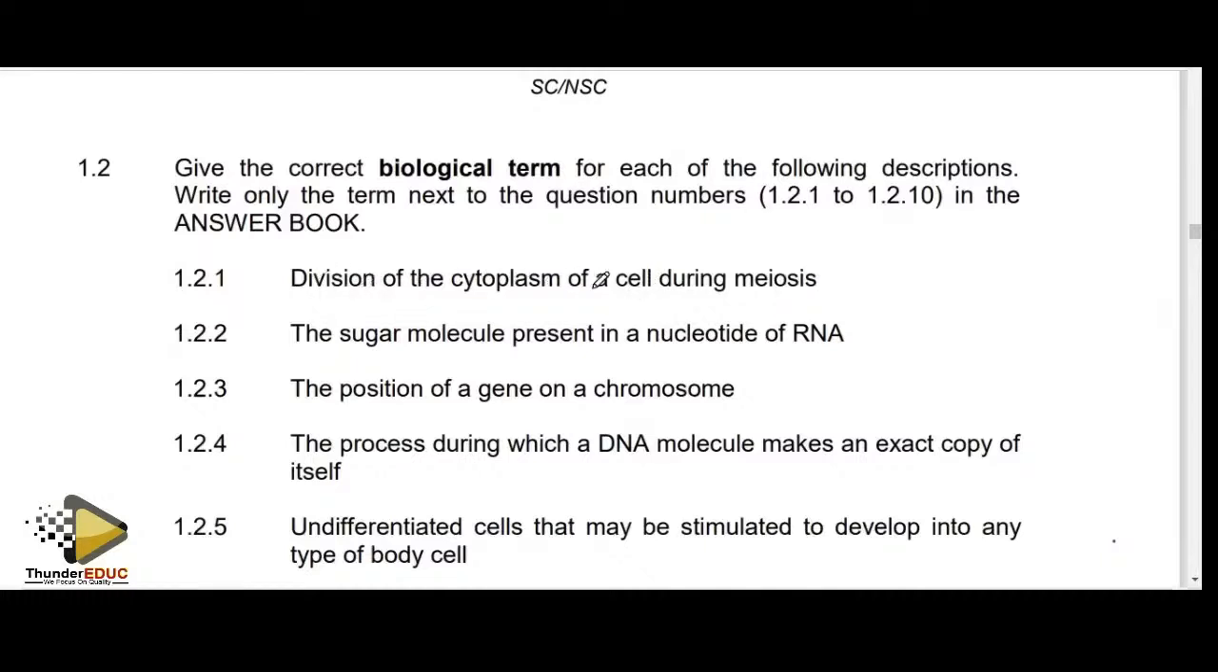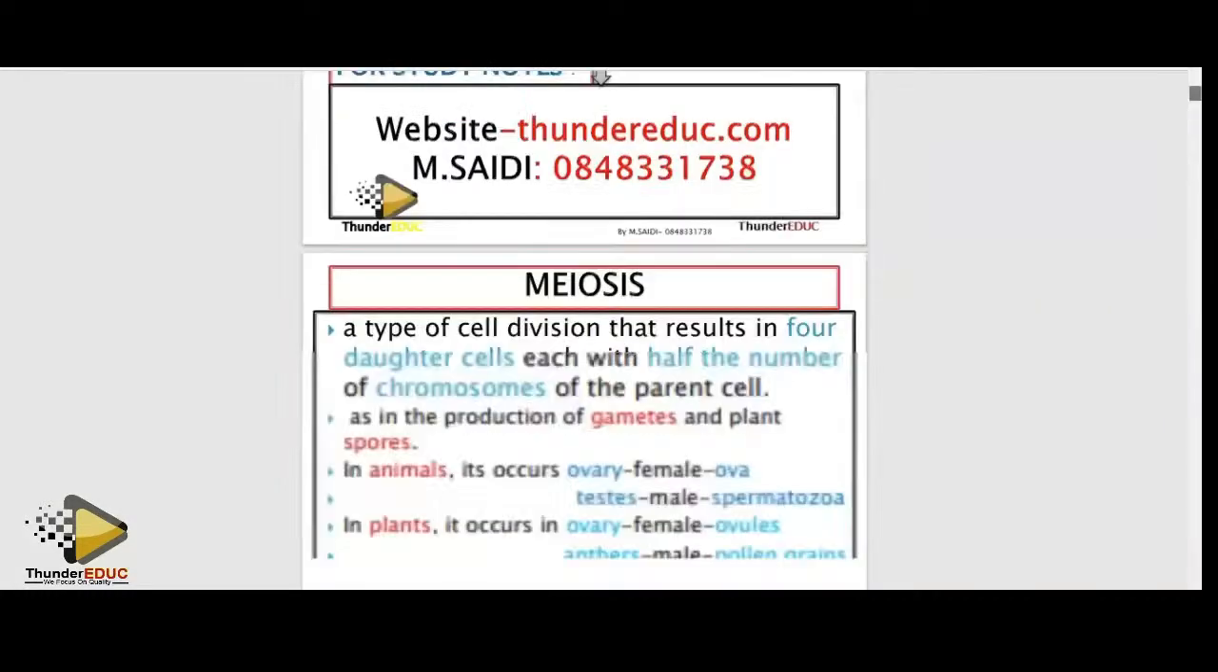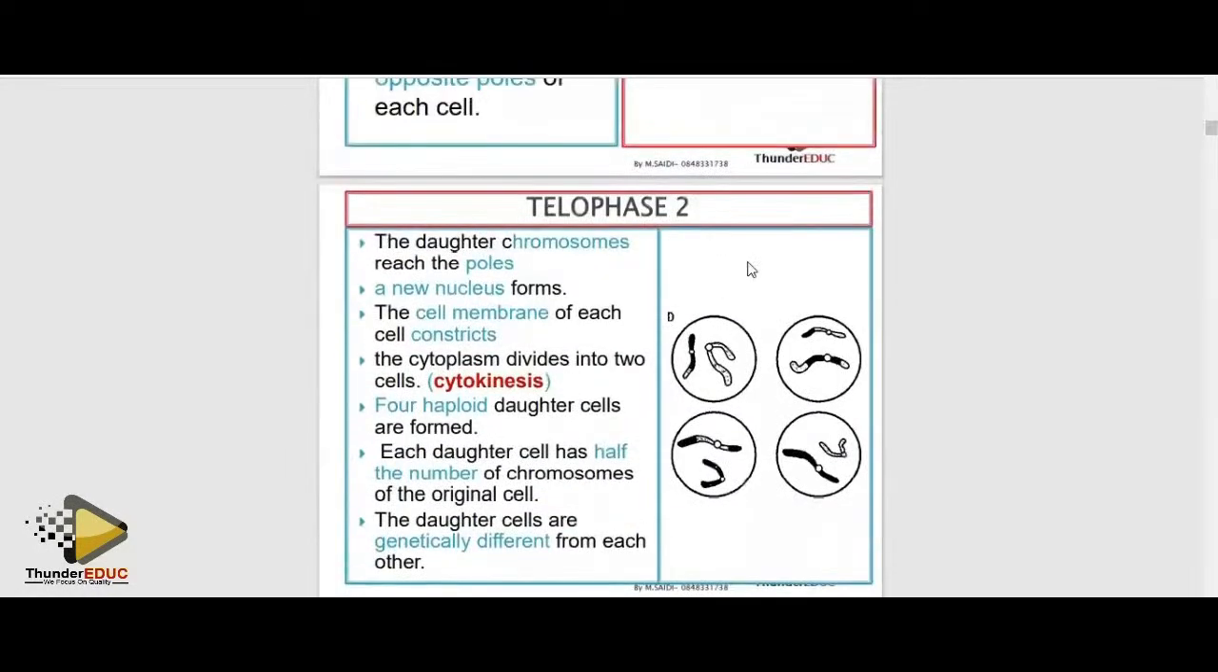This division of the cytoplasm, this is called cytokinesis. So where do we find this? How do we know this? So we're going to go to our book, and then you go to meiosis. Yeah, it's here, telophase. We are saying that the daughter cell chromosomes reach the pole, a new nucleus forms, the cell membrane of each cell constricts. The cytoplasm divides into cells, which we call cytokinesis. So meaning that division of the cytoplasm is called cytokinesis. That's how it is being answered.